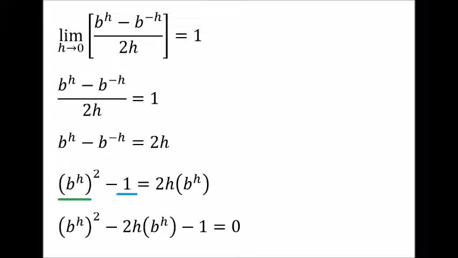The second line is the same as the first, except I got rid of the limit notation for the time being. In the third line, I multiplied both sides by 2h. Then in the fourth line, I multiplied every term by b to the h. Pay attention to the green and blue underlines. In the next slide, I correlate those to the laws of exponents I used to make that simplification. In the last line, I move everything to the left-hand side and set the right-hand side equal to 0.